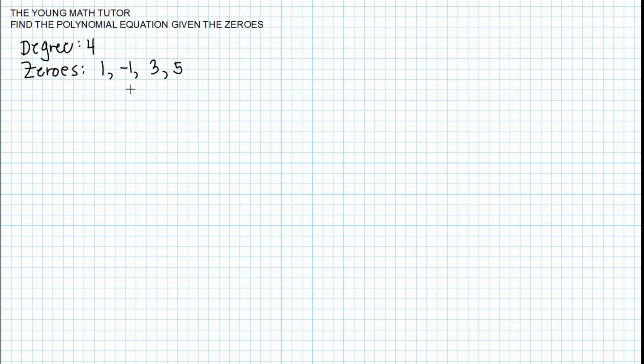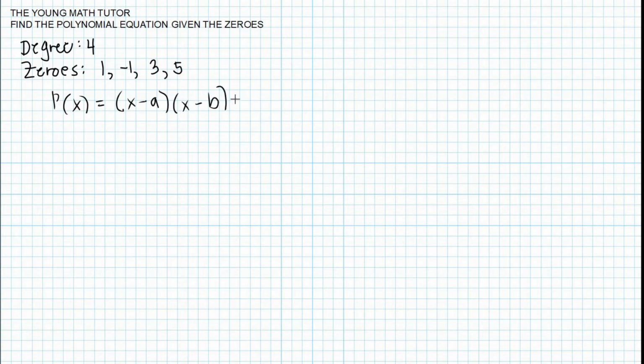Today we'll be learning about finding the polynomial equation given its zeros. So we will work with three problems, and let's start with this one. We have a polynomial with a degree of 4, and the zeros that we have are 1, -1, 3, and 5.